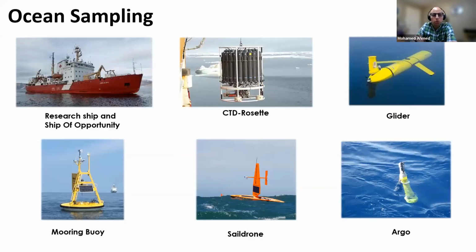To get to the flux map that I showed in the previous slide, we actually rely on field observations, especially the pCO2 observations collected from various platforms such as research ships and ships of opportunity, moorings, using CTD rosettes, as Margaret was showing, with discrete samples. Also using autonomous vehicles, sail drones, gliders, and Argo floats, we are equipped with sensors that can measure and monitor the carbon cycle of the ocean.